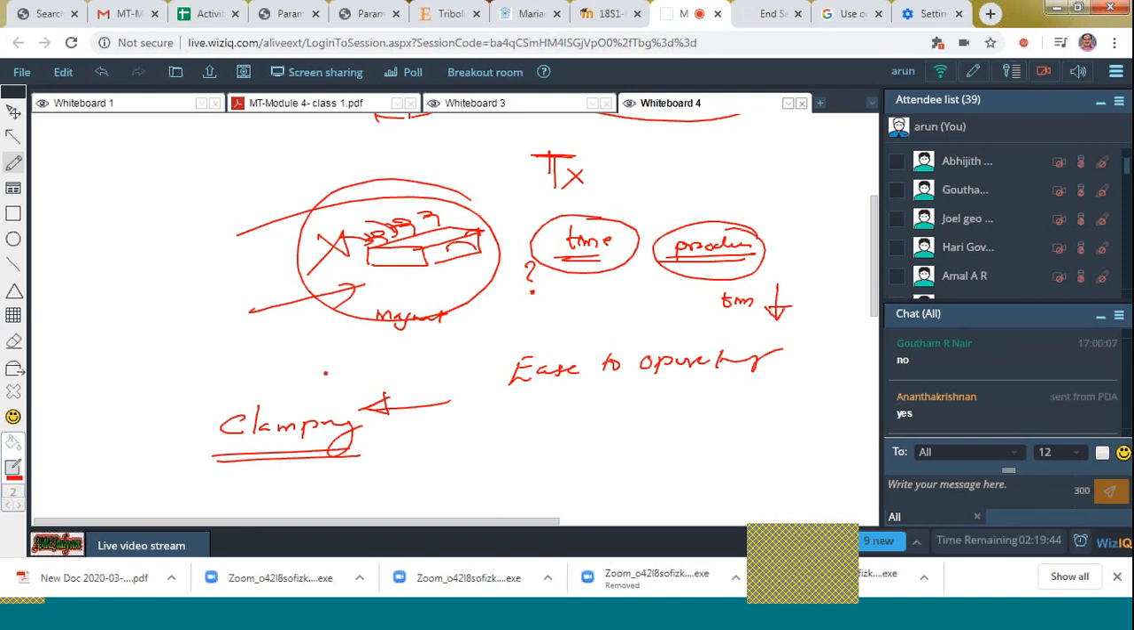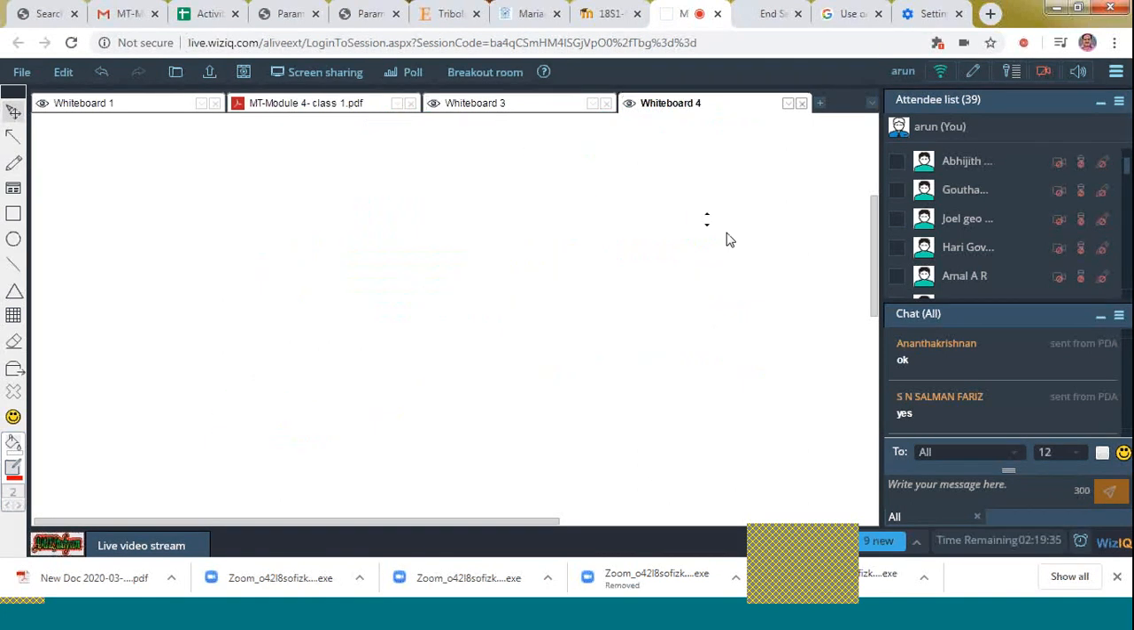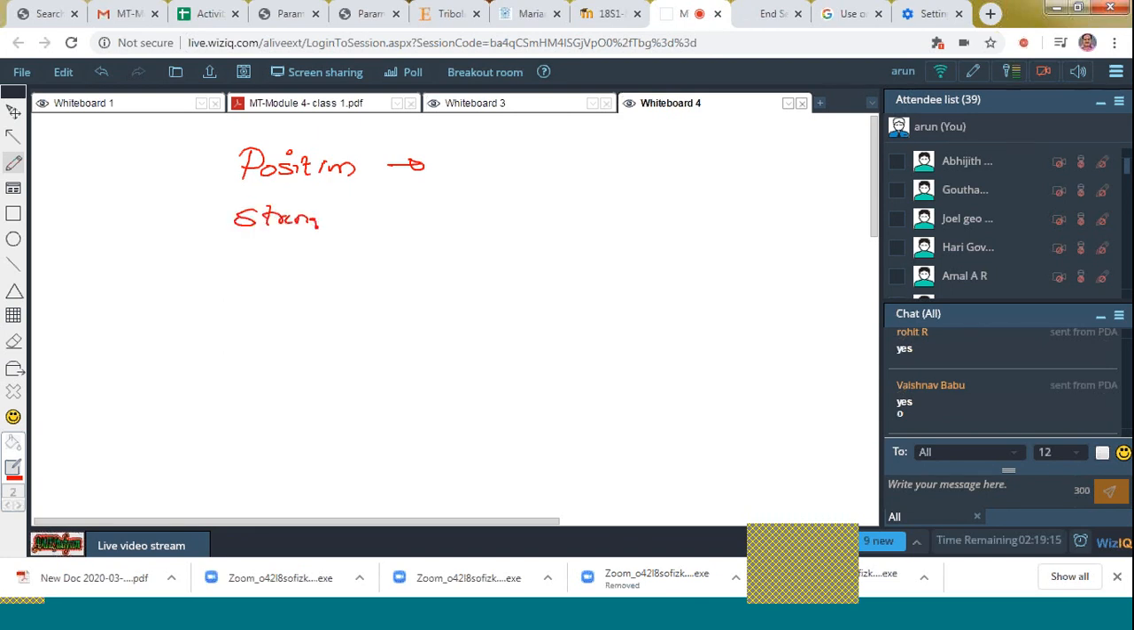Up to this clear to all? What are the requirements of clamping? Let's see once again. The first one is which one? Position. That means the accurate position you have to place, isn't it? The strong area or high strength area of the workpiece we have to keep. Next one is strength of the clamp. The clamp should have enough strength to withstand the cutting forces.